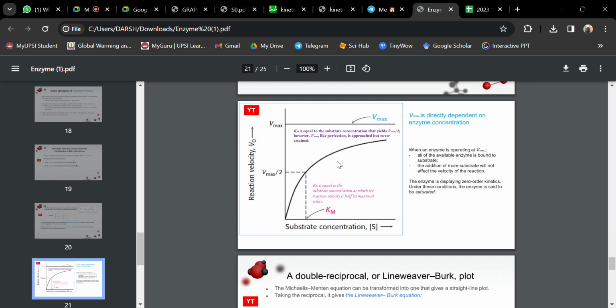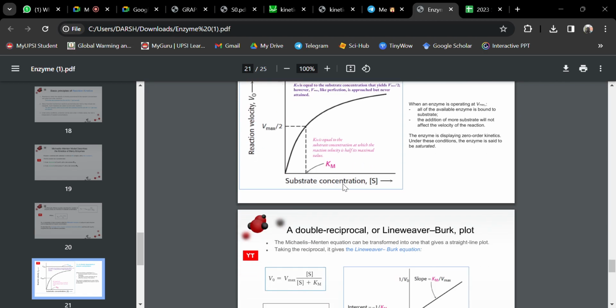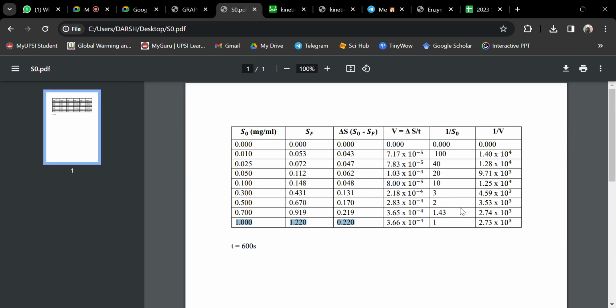So there is a way in mathematics to solve this. How we solve this is simple: we do an inverse. Look at your graph and your notes, the data. What I mean by inverse: if you want to plot Michaelis-Menten, you plot Y as V and X as S0, right? Do you understand? Okay, you are going to get that line.